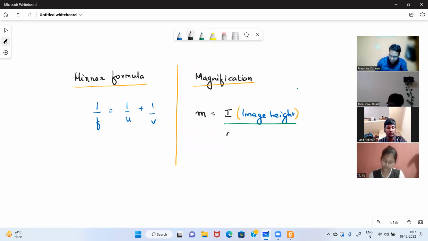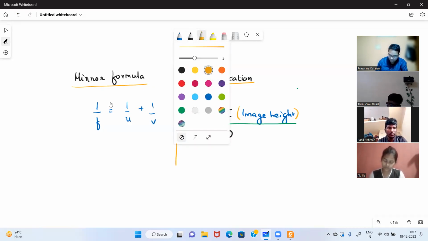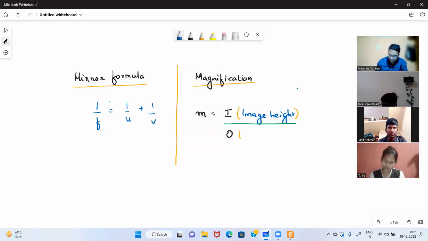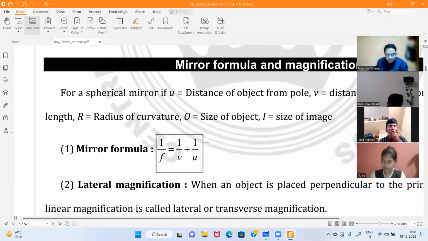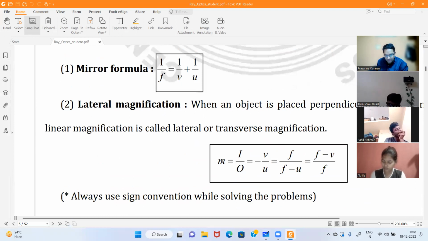Magnification is image height divided by object height. If you do the derivation, you will get it as minus v by u in case of a mirror. You can see here, m is nothing but image height by object height, and that will be equal to minus v by u.